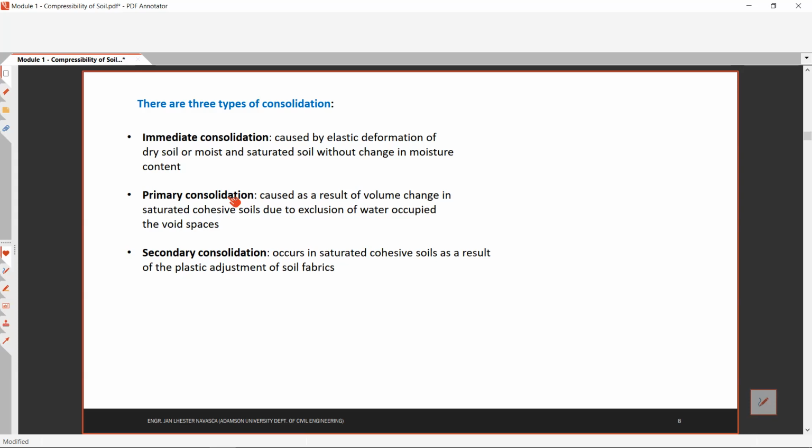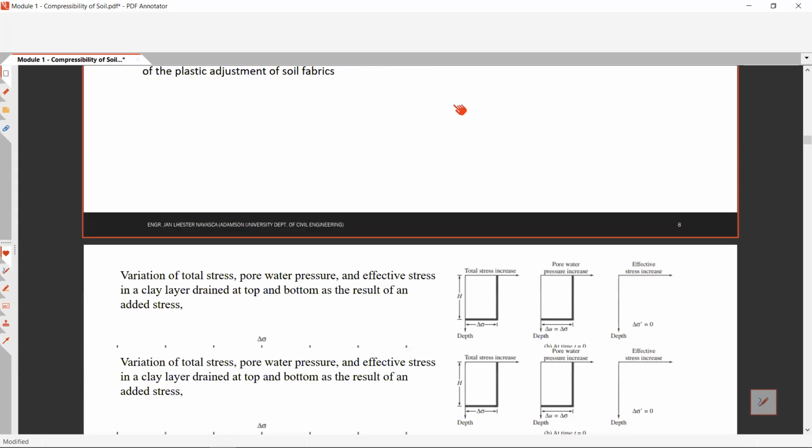So due to the adjustment of that soil, since may load pa rin sa taas, mag-a-adjust yung soil dun sa baba, di ba? Since nabawasan yung spaces, di ba? Parang na-exclude yung water. So, that is a secondary consolidation due to the adjustment of soil fabrics.